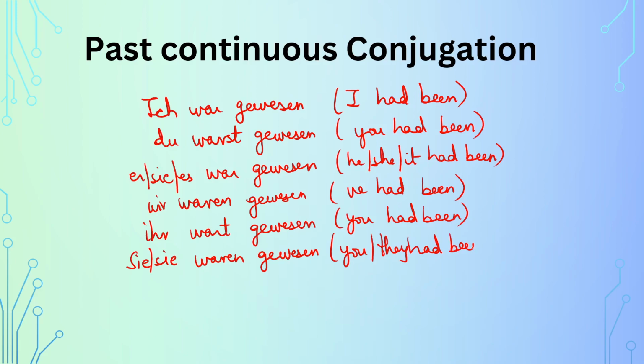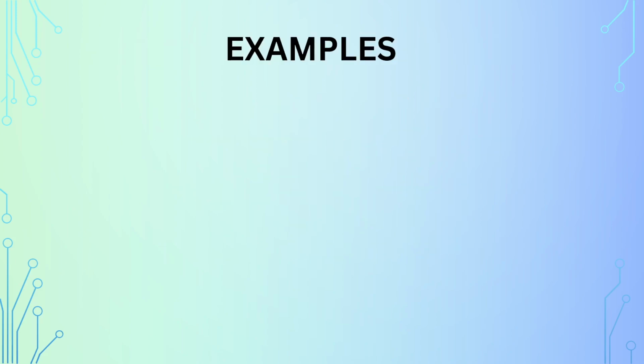So the easy way to remember the conjugation is to memorize the conjugation of sein in past tense and add gewesen at the end. Now let's see some examples.